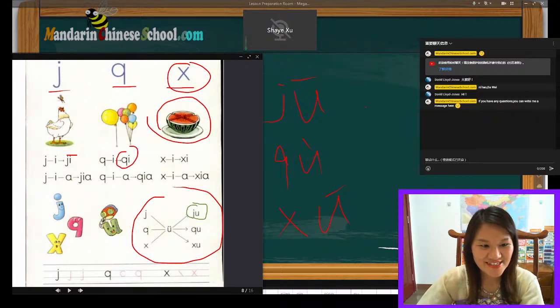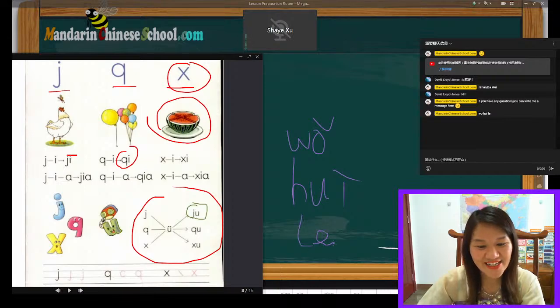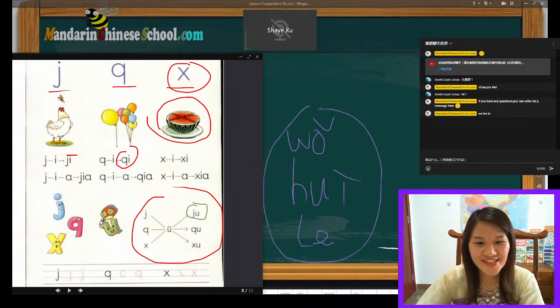If you understand it, if you get it, you can type it, 我会了。You can tell me. Just let me know. 我会了。You can write this. 我 means I. 会 means know. 我会了 means I get it. I understand now.